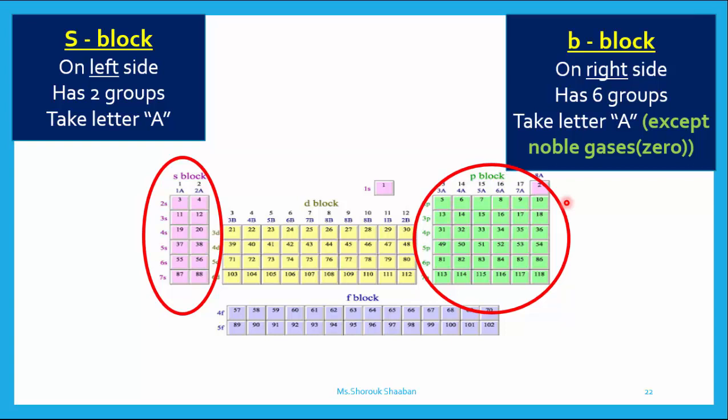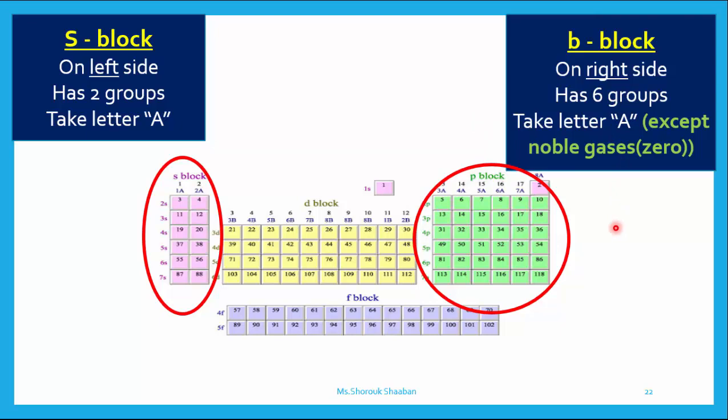All what I said now about the letter A, it's called a traditional name, or a traditional way of calling the groups. Because in the modern way, we just say 1, 2, 3, 4, 5, 6, and so on. We don't use letters. So this is when we use the traditional way of saying the group. Again, S block in the left side, P block in the right side.